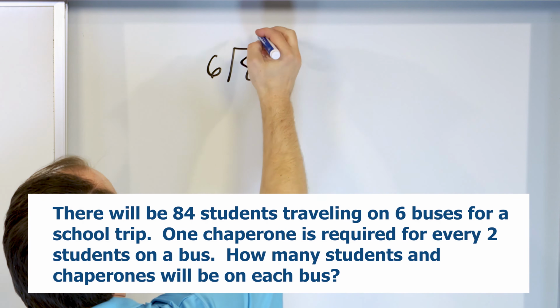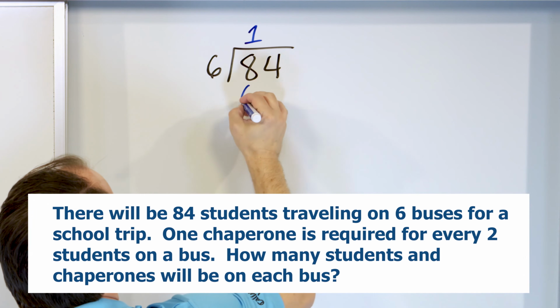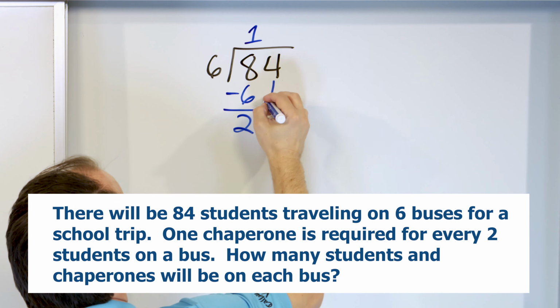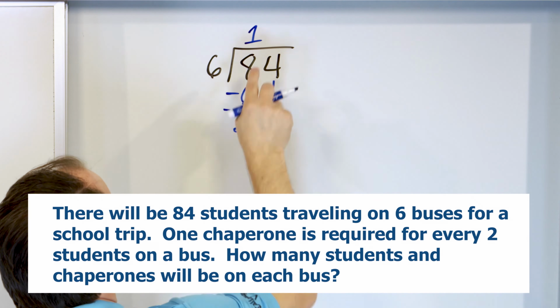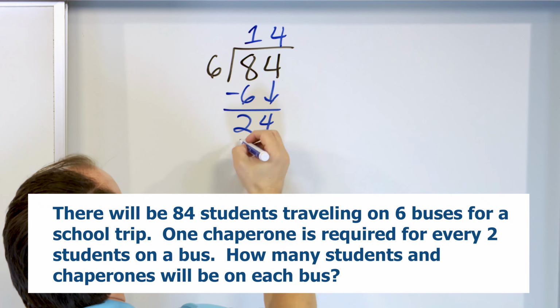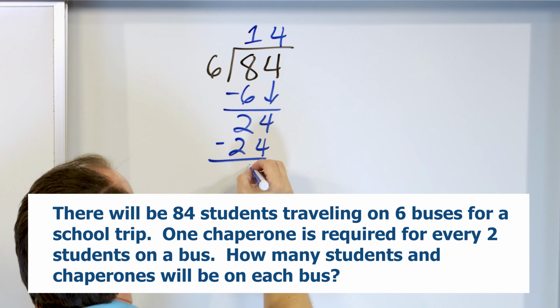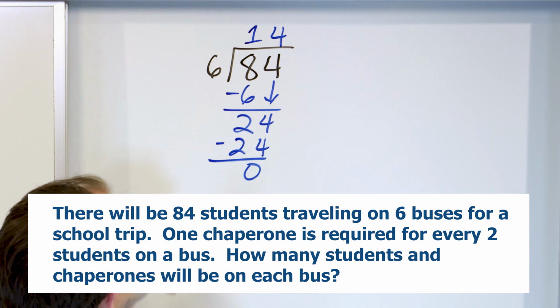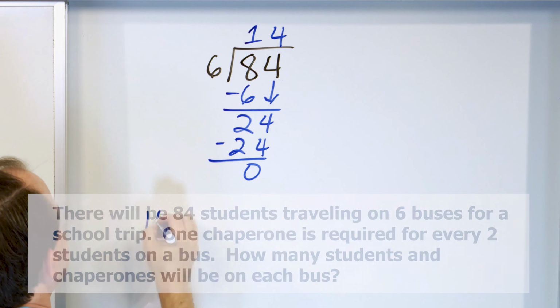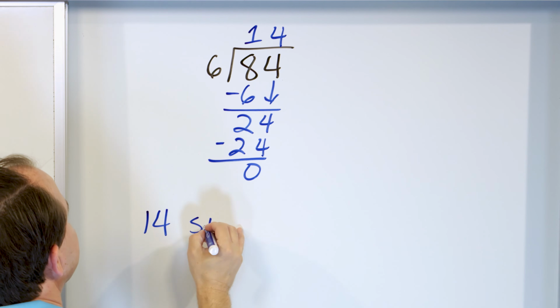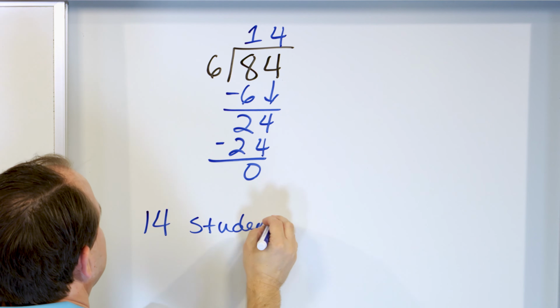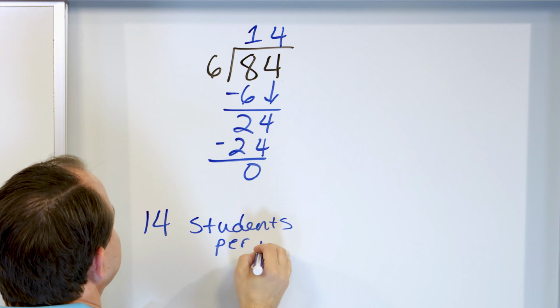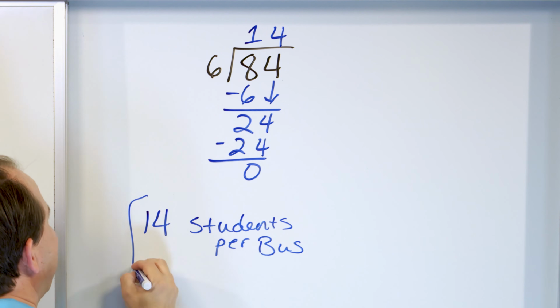All right, 6 can go into 8 one time. Multiply, get a 6. Subtract, get a 2. Drop this down of 4. 6 times what is 24? 6 times 4 is 24. Subtract, get a 0. All right, so what have we figured out? If we have 84 students and 6 buses, then there's definitely going to be 14, which is the answer we got, students per bus. All right, so that's one answer to one question.